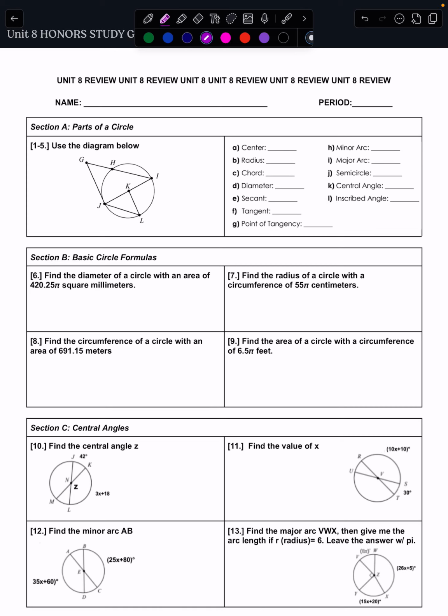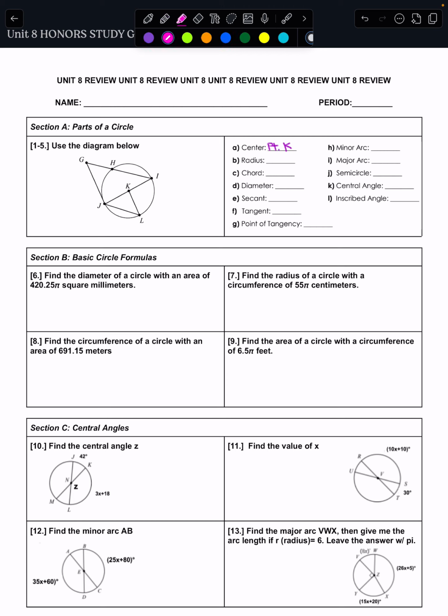All right, so in section A of unit 8, part 1, I'm going to be asking you guys the different parts of a circle. So this entire section is just vocabulary. Let's go ahead and start off with the easiest: what a center is. It's going to be smack down in the middle of a circle. And in this particular example, we have point K as our center.